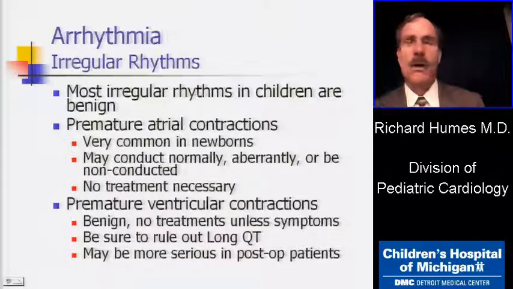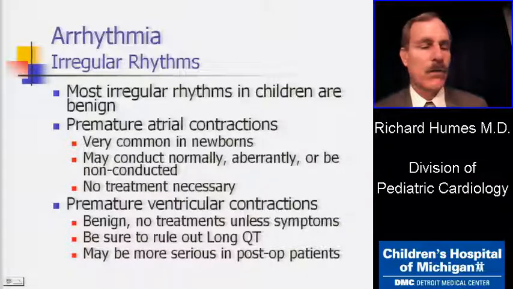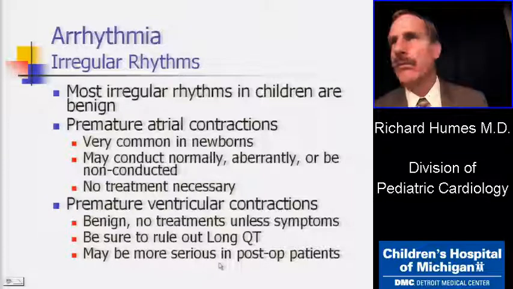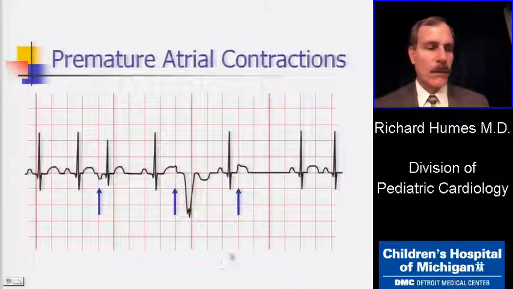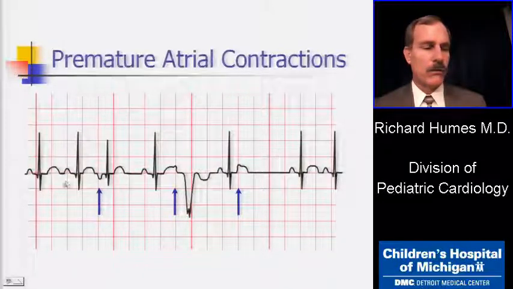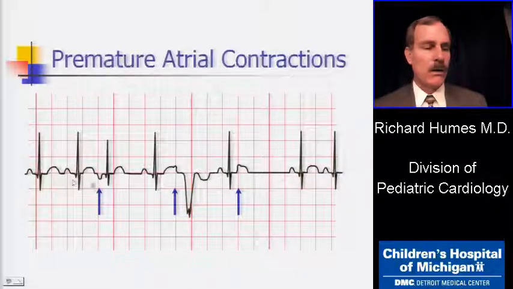The same can be said of premature ventricular contractions in isolation. We may treat them a little bit differently in a patient who's had surgery, particularly surgery on the ventricle. Here's a premature atrial contraction. You can see that the P wave axis changed. We have an upright P wave here, and now we have a premature beat, which was preceded by a different looking P wave, which in this case is retrograde.